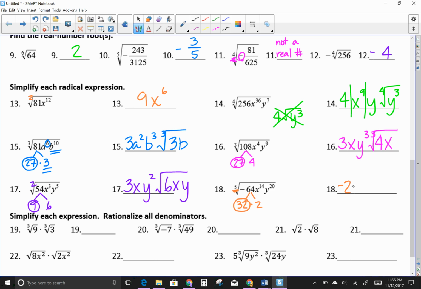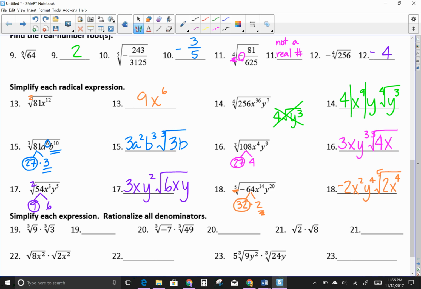5 goes into 14 twice. Yes, I'm going to have some left over. 5 goes into 20 4 times. And now I'm going to have a fifth root. I have a 2 left right here. It did not get taken out. So there's my 2. 5 went into 14 2 times with 4 left over. And I hope I don't have any y's because I don't have any room. So negative 2x squared y to the 4th times the fifth root of 2x to the 4th. Is that right? Yeah, 5 goes into 14 2 times. Sometimes there's 10, so there's 4 left over.